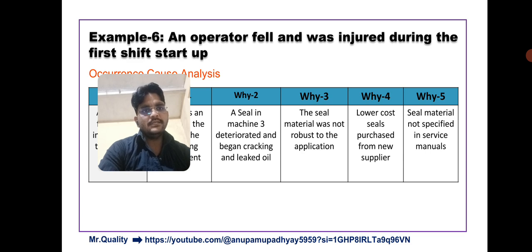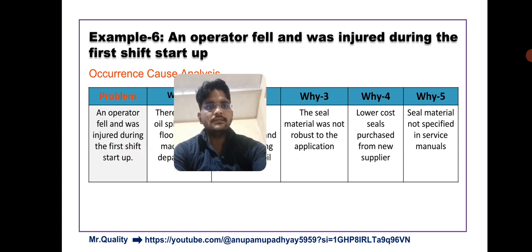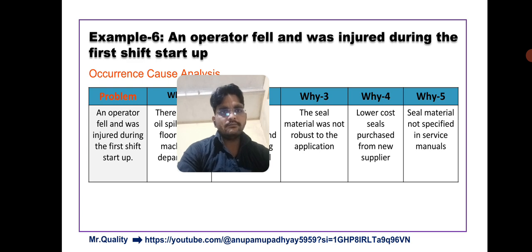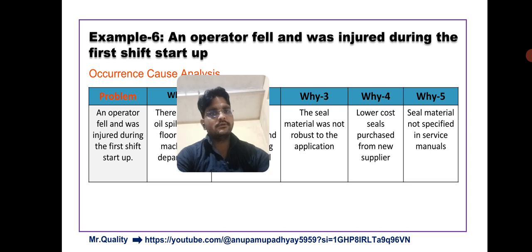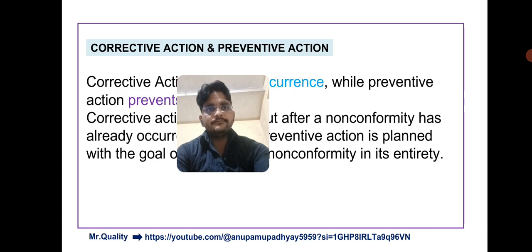Answer is the seal material was not robust to the application. Why was the seal material not robust? Because of a lower cost seal purchased from a new supplier. Why was a lower cost seal purchased? Answer is seal material not specified in the service manual. This is the root cause. We should take countermeasure on the root cause.